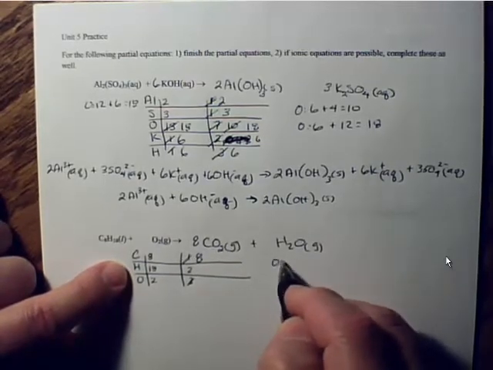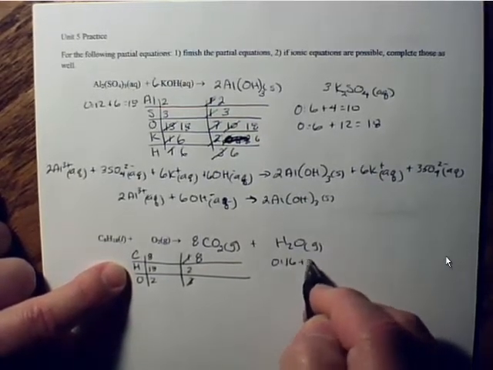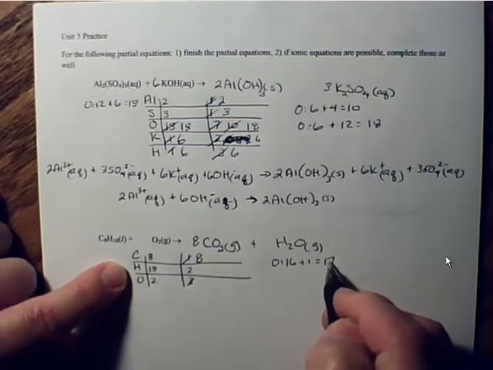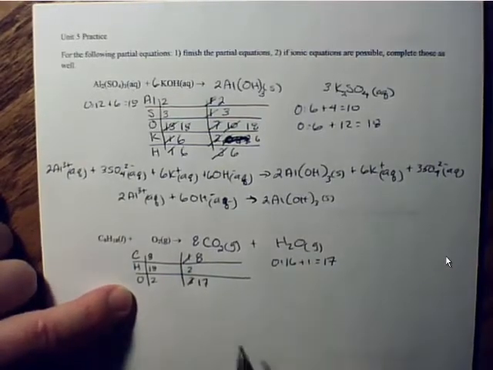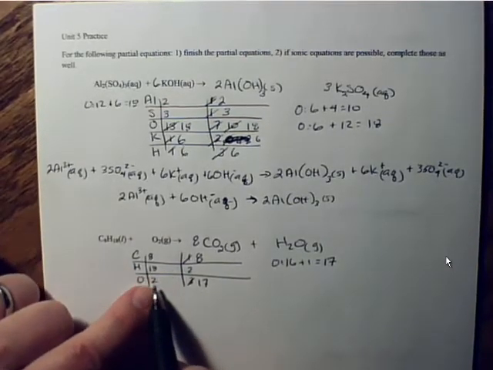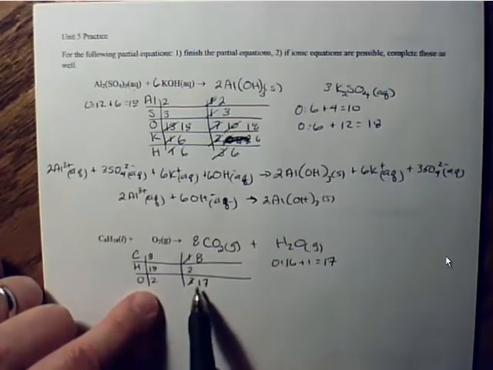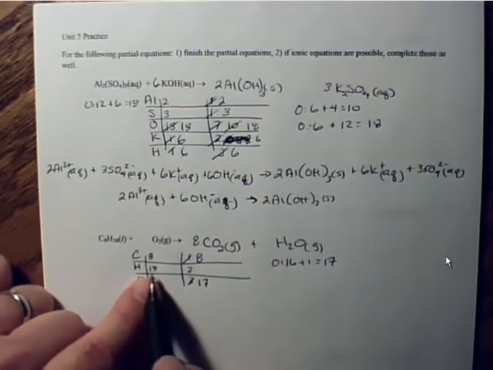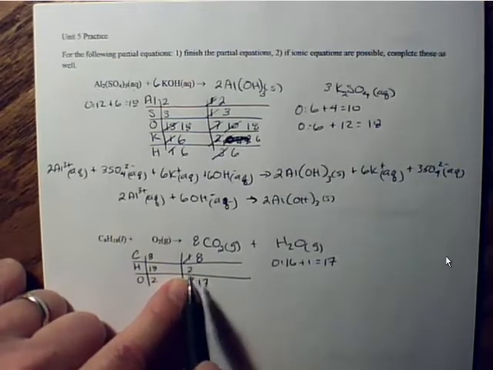And the number of oxygens, 8 times 2 is 16, plus the 1 there. So right now I've got 17 oxygens. All right, got 18. We've got the carbon balanced. Oxygen we're going to save for last. Let's go to the hydrogen. 18 on the left, 2 on the right.